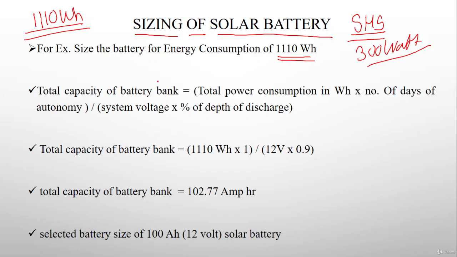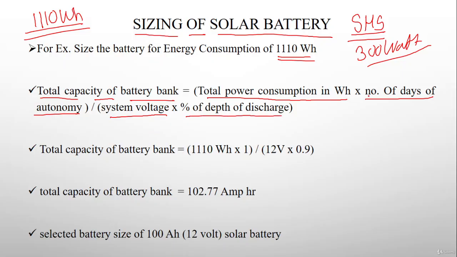So for that purpose, we can use the formula: the total capacity of the battery bank is equal to the total power consumption of a consumer in terms of watt hour on a daily basis, multiplied by the number of days of autonomy required by the consumer in brackets, divided by the system voltage multiplied by the percentage of the depth of discharge for the battery.